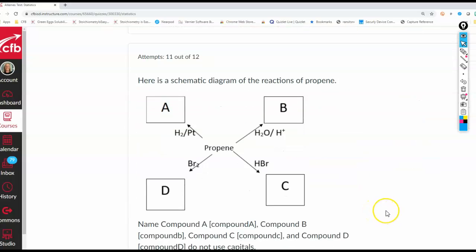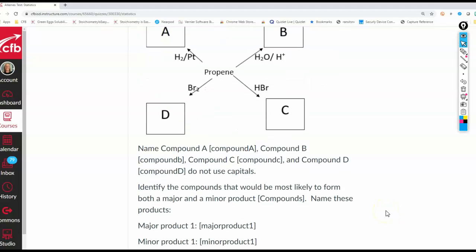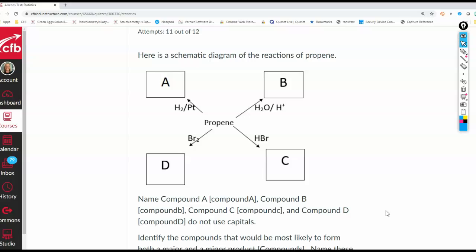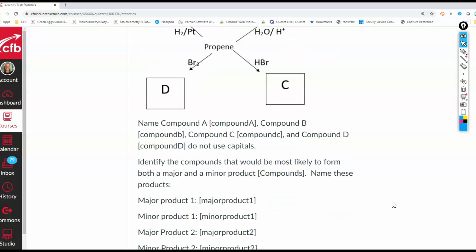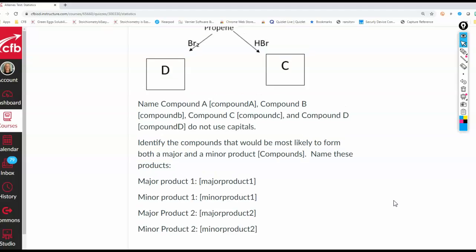Here is the schematic diagram of the reactions of propene. Name compound A. So let's start with naming compound A. Compound A should have been propane, and then compound B should have been propanol or 1-propanol, or actually I would have said that compound B had to be 2-propanol because the OH needed to go in the center, so 2-propanol, and then compound C would have had to be 2-bromopropane, and then compound D would have had to have been 1,2-dibromopropane.